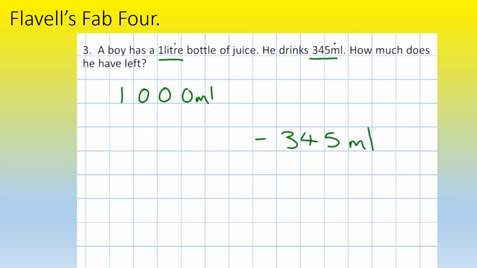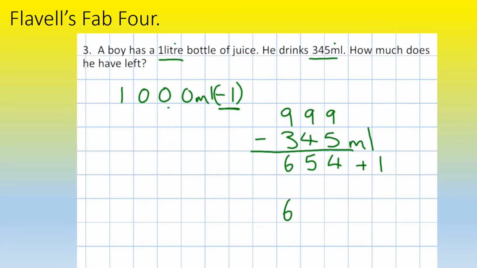Now, this 1,000 involves lots of being able to actually exchange and move over numbers. So let's make it easier. Let's change 1,000 into 999 by taking off 1. So we've taken away 1, so we make it 999. Easier number to deal with. So 9 take 5 is 4, 9 take 4 is 5, 9 take 3 is 6. But remember, we've taken 1 off here. We need to add that 1 back on. So our final answer will be 655 millilitres, which are left.